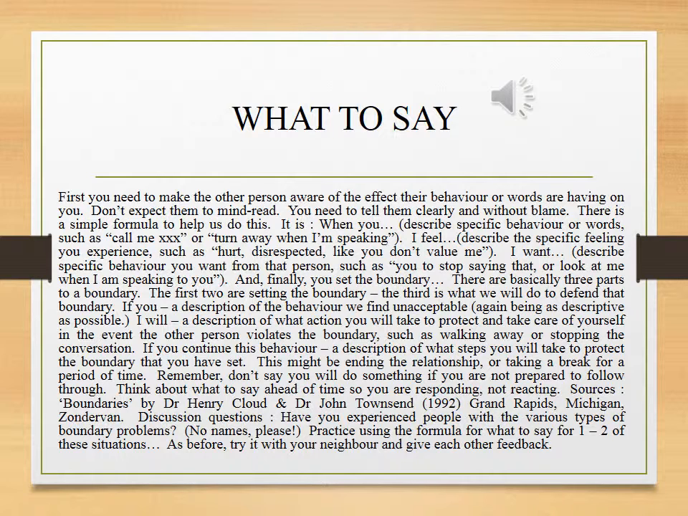There are basically 3 parts to a boundary. The first 2 are setting the boundary. The third is what we will do to defend that boundary. A description of the behavior we find unacceptable, again being as descriptive as possible. I will. A description of what action you will take to protect and take care of yourself in the event the other person violates the boundary, such as walking away or stopping the conversation.